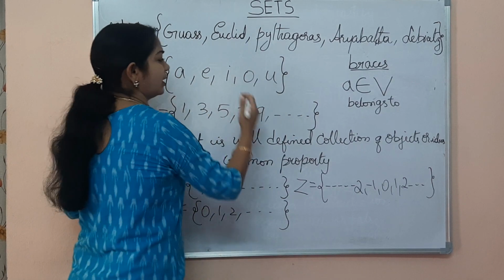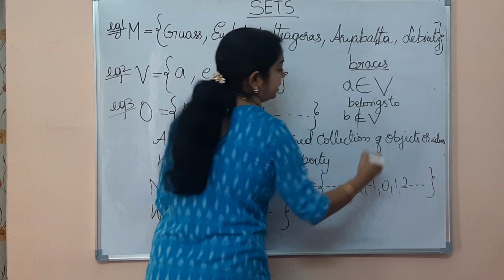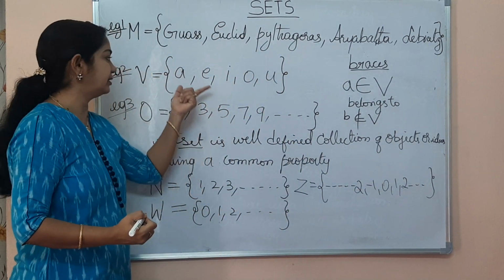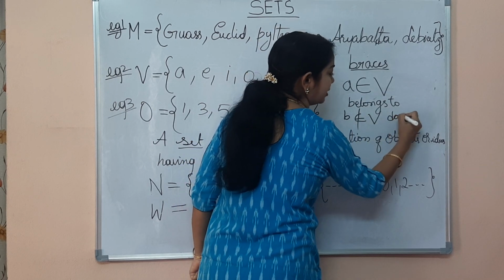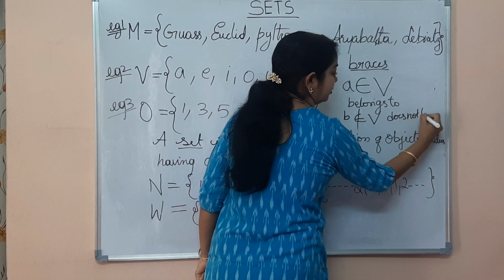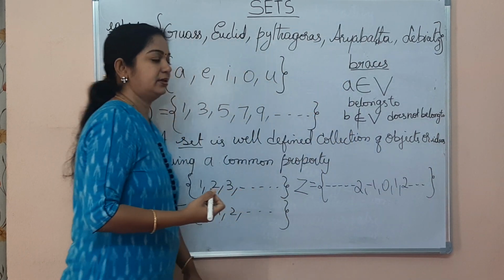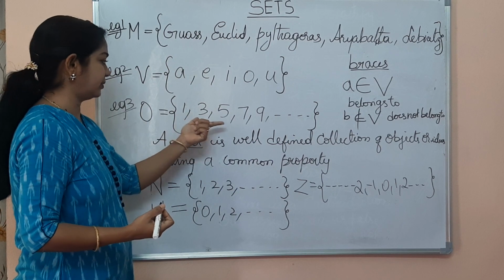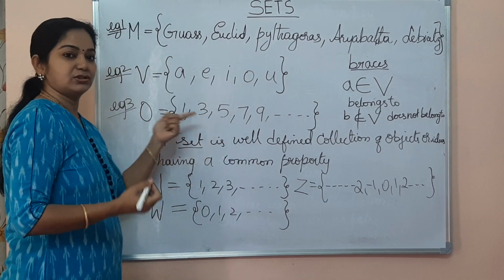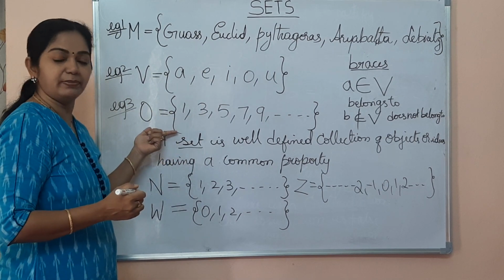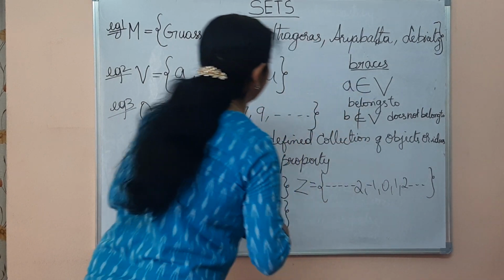And if I take another one, B does not belong to the set V. B is a consonant, so it does not belong to the set. This representation is does not belong to. Likewise, if you take an even number 2, element 2 does not belong to the set O. So that is all about belongs to and does not belong to.